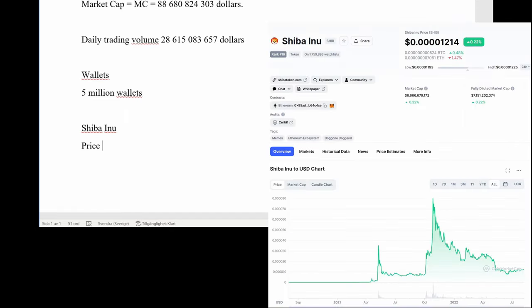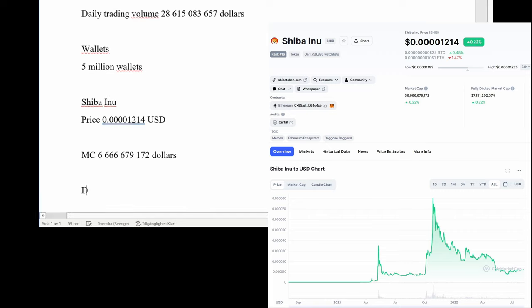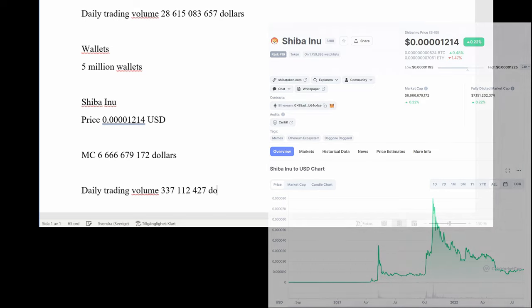This is quite interesting, actually. If we look at these numbers, we can actually see what Safemoon needs to get to the same price or higher. So Shiba Inu, the current price when I did the checking was 0.00001214 USD, with a market cap of $6,666,679,172. Still a lot more than Safemoon, but I'll come to that in a while. With the daily trading volume at $337,112,427.